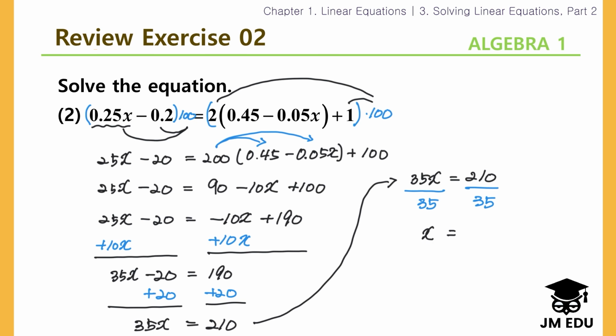Well, let me divide it by 7. 7 times 5 is 35. 7 times 30 is equal to 210, right? Again, 5 times 1 is 5. 5 times 6 is equal to 30. So if we simplify 210 over 35, that is equal to 6. So the final solution for this equation, x is equal to 6.